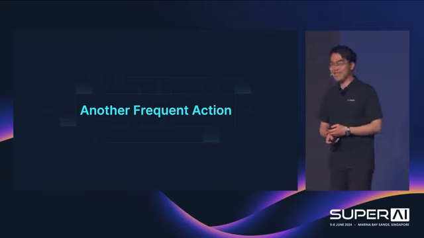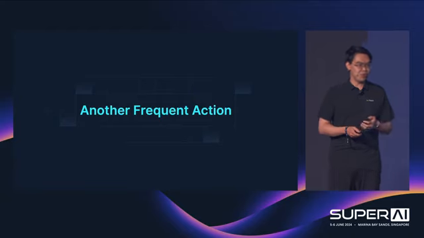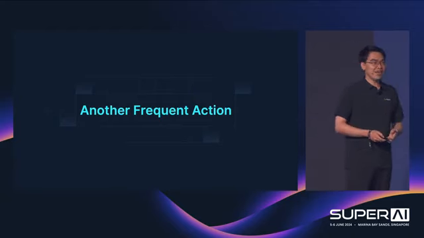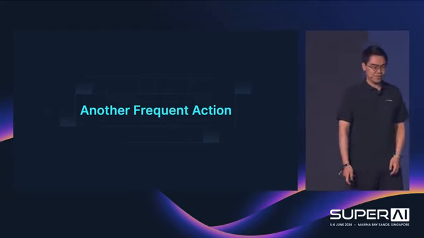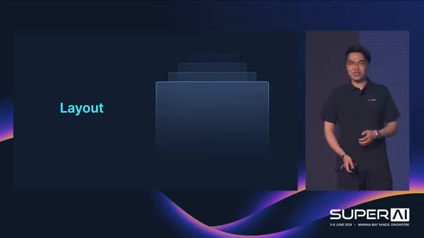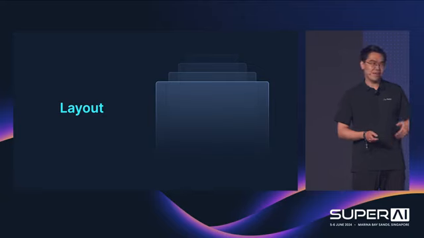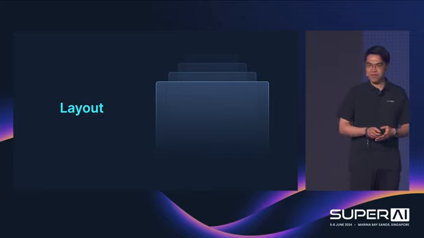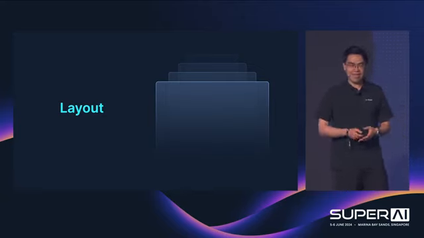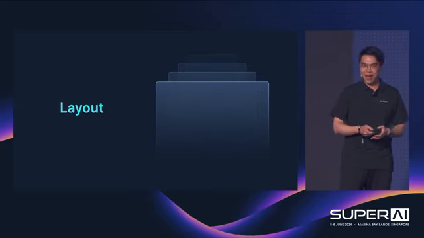Let's check the next. We continued to try to find some new frequent actions, and the second one we found is layout. Changing layout is very common in UI design. On the one hand, it is very important for user experience. On the other hand, it also affects business results, like how I should put this CTA button. So that's the thing about layout.